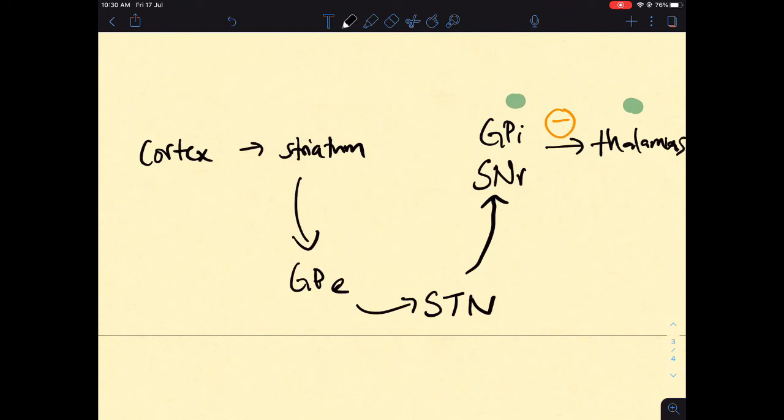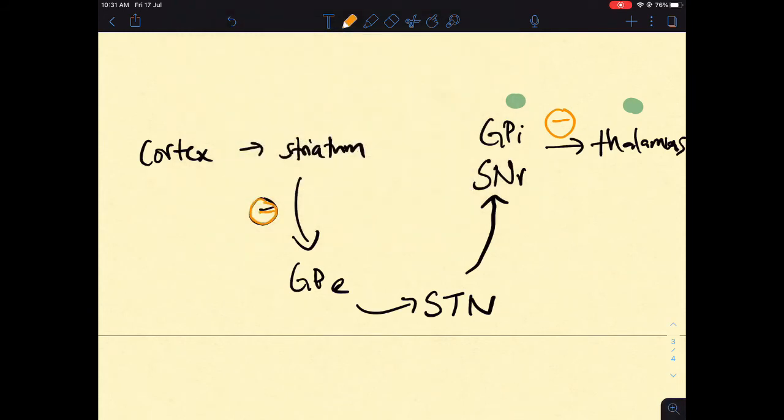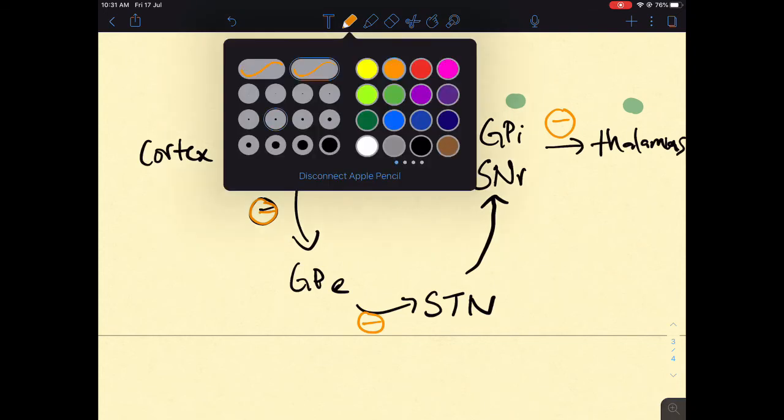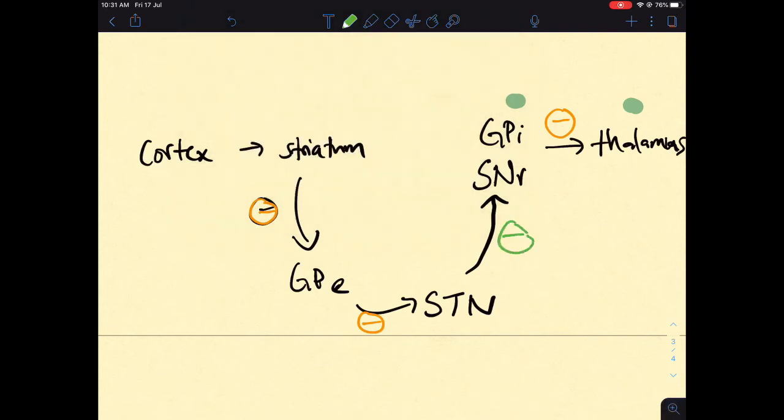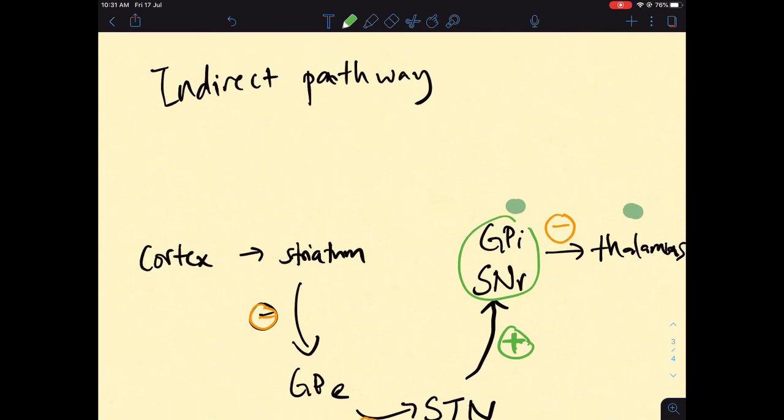What happens in between here then? Well, the striatum sends inhibitory signal to globus pallidus externa, which sends inhibitory signals to the subthalamic nucleus. But then the subthalamic nucleus sends excitatory signals to these output centers. So that means there's more inhibition to the thalamus. So indirect pathway ends up, when stimulated, ends up with less movement.